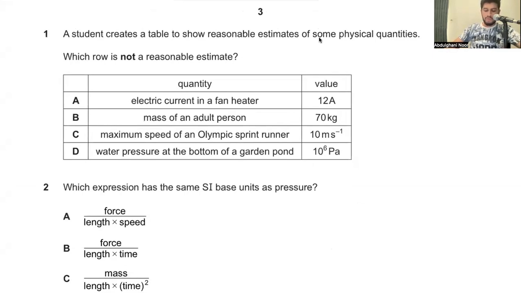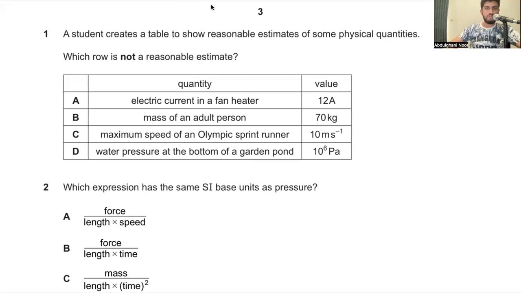The question says the student creates a table to show reasonable estimates of some physical quantities. Which row is not a reasonable estimate? So the first one says electric current in a fan heater. A normal fan would draw around 2 amperes or around 1 ampere or 3 amperes at max. So 1 to 3 amperes, and 3 is a lot. But since it's a fan heater, it draws more power.